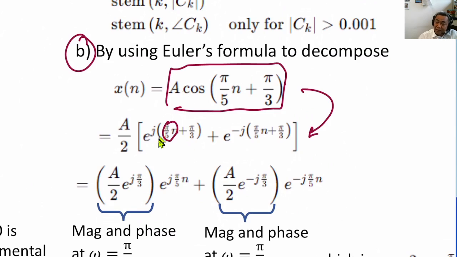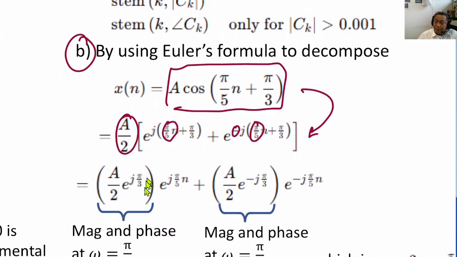Remember, a cosine is the sum of complex exponentials at the positive pi over 5 as well as the negative pi over 5. The phase remains the same inside, but at the negative frequency, the negative will distribute such that the phase is negated. So the phase spectrum will be odd symmetry, while the magnitude spectrum is even symmetry, because A over 2 is the same at a positive frequency as well as the negative frequency.